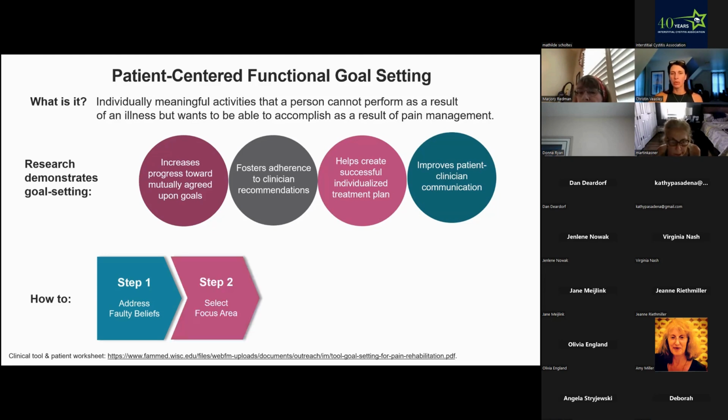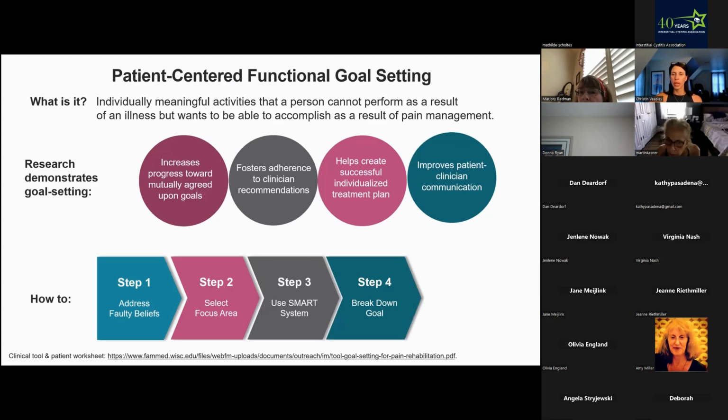The second step would be to select a focus area, and I'm going to go through an example on the next slide. And then to use a SMART system to help develop a plan. Again, I'm going to go through an example to break that goal down, and then to identify obstacles beforehand and solutions so that you can stay on track.